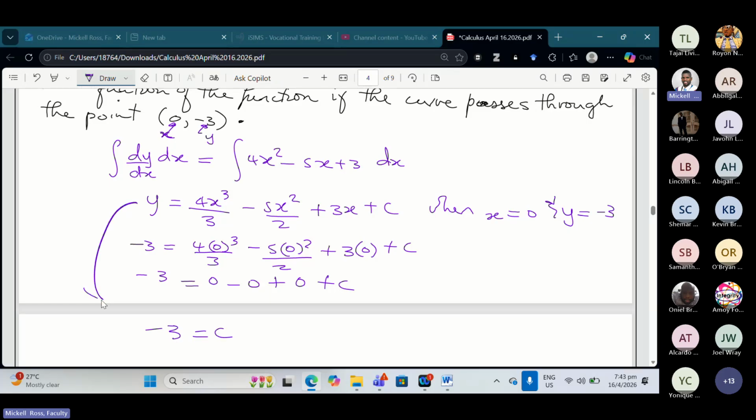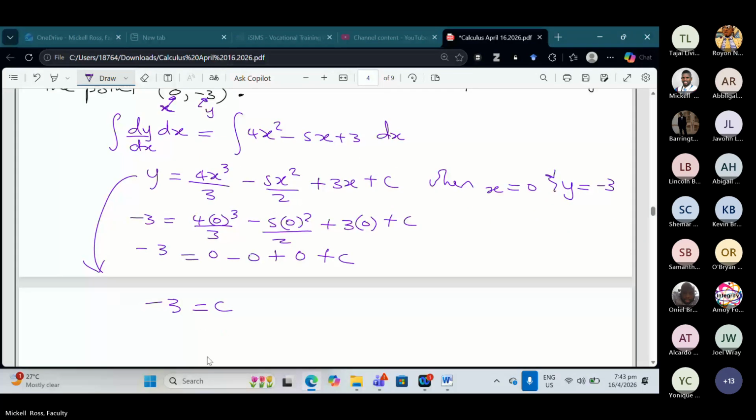So that means the equation is going to be y is equal to 4x cubed over 3 minus 5x squared over 2 plus 3x minus 3, because what we did was to find the value of c, which is the constant of integration.